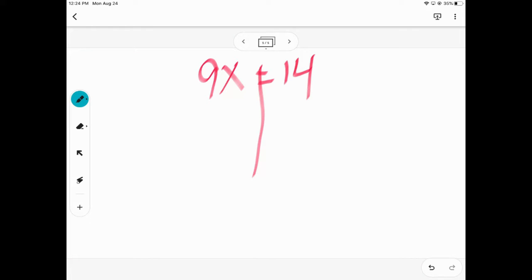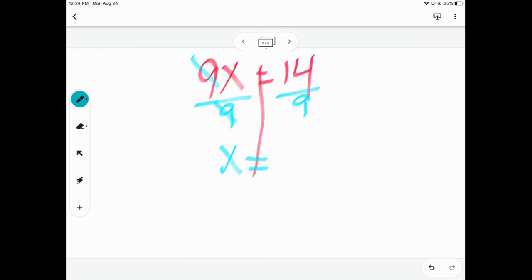So I have to get x by itself. So in order to do that, I know that 9 is multiplied times x. So I need to do the opposite of multiplication, which is division. Whatever you do to one side, you better do it to the other side. 9 divided by 9 is just 1. 1x is all that's left. 14 divided by 9, that's a fraction.